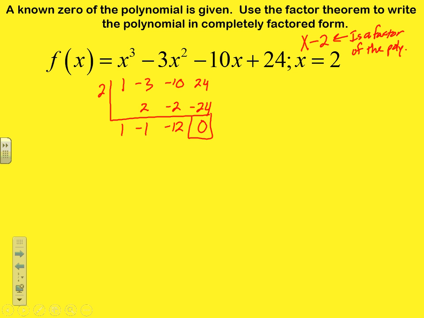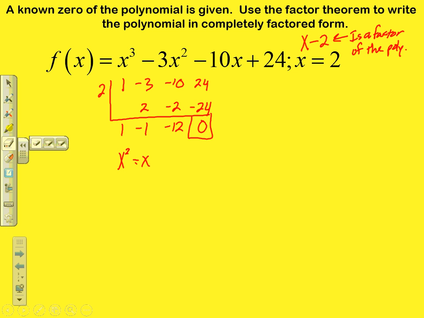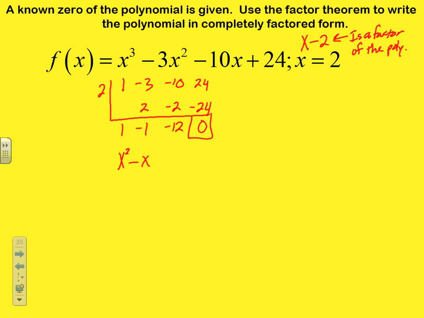Now, this right here, the quotient that we would get if we wrote it out is x squared minus x minus 12. This is what I would refer to as a simplified polynomial, because that would be the quotient of the third degree polynomial after we factored out the x minus 2.